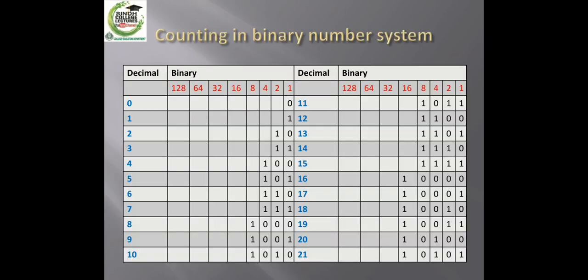Counting in binary numbers. In this table, I show you binary numbers. In every number system, 0 and 1 are the same. To make binary counting, we use a power of 2 structure. That is, start from 2 power 0, 2 power 1, 2 power 2, 2 power 3 and so on, which is equal to 1s, 2s, 4s, 8s, 16s and so on, from right to left.